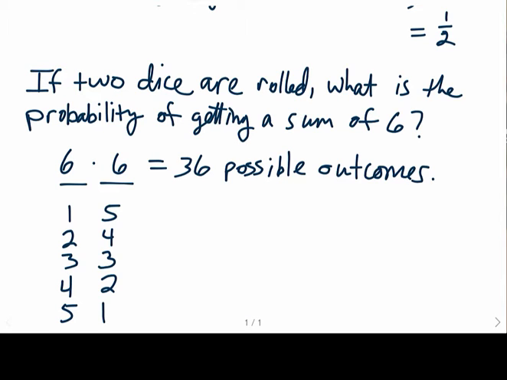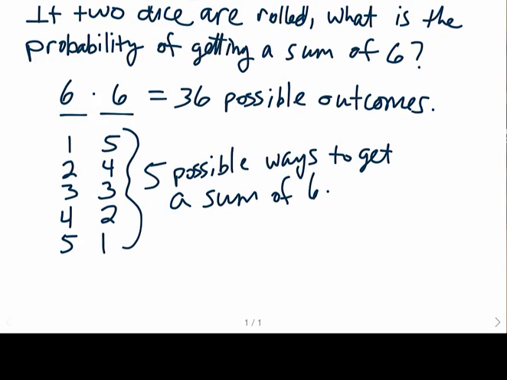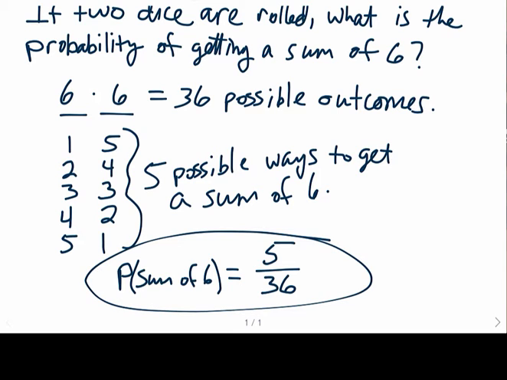In other words, the 1, 5 shows up twice, but that's just because it can happen 2 ways. 3, 3 can only happen 1 way, so we don't write it twice. That's all. So there are 5 possible ways to get a sum of 6. Of the 36 possible outcomes, there are 5 ways to get a sum of 6. And so the probability of getting a sum of 6 is 5 out of 36, 5/36. And of course, if that fraction could be reduced, we would do that.